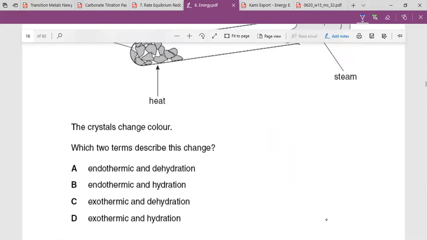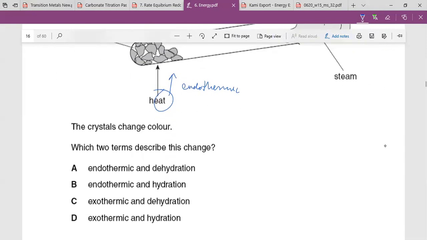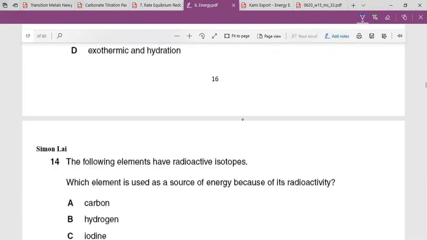Which two terms describe this change? Of course, heat is absorbed, that means absorb heat. What? Endothermic. Okay, absorb heat. And what happens? Dehydration, it means it becomes no water already. It means it becomes what? Becomes CuSO4 plus water. Okay, dehydration, lost water. Okay, so here, endothermic and dehydration. Okay, right.